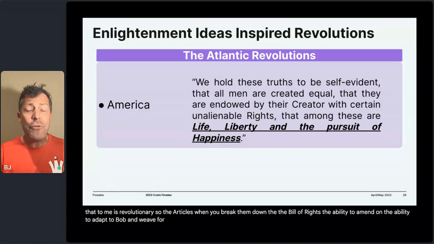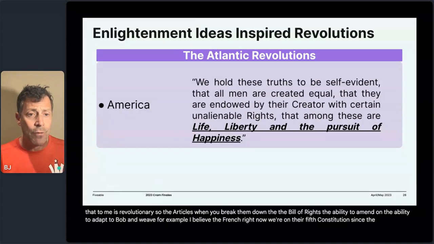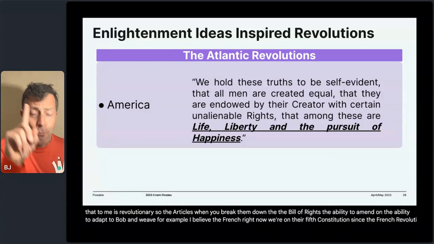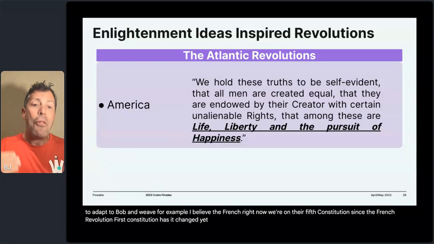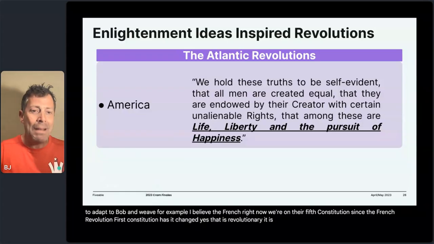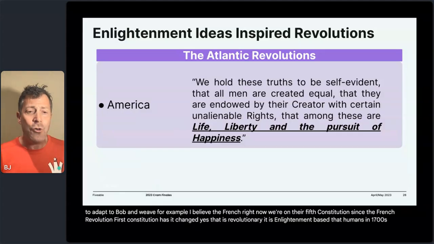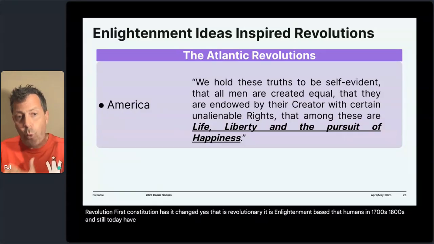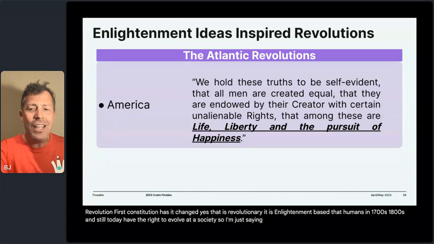For example, I believe the French right now are on their 5th constitution since the French Revolution. We are on our first constitution. Has it changed? Yes. That is revolutionary. It is Enlightenment based, that humans in 1700s, 1800s, and still today have the right to evolve as a society. So I'm just saying, let's not forget about the Constitution.